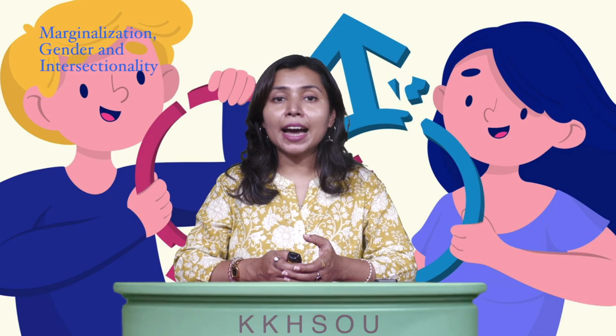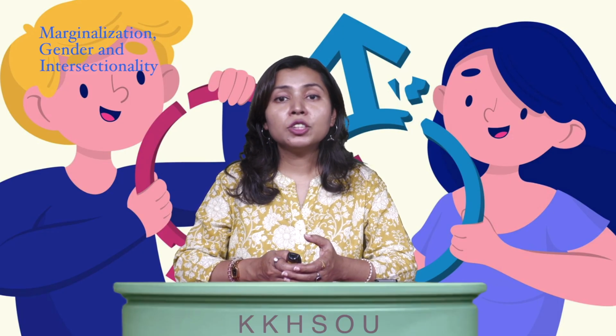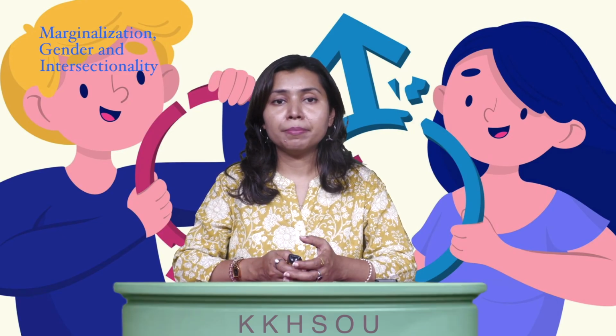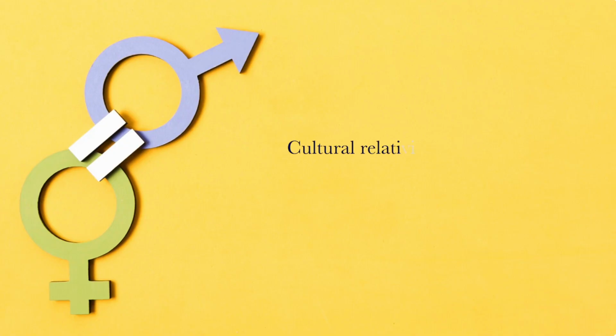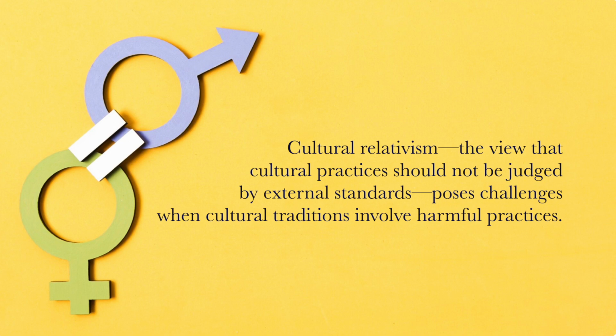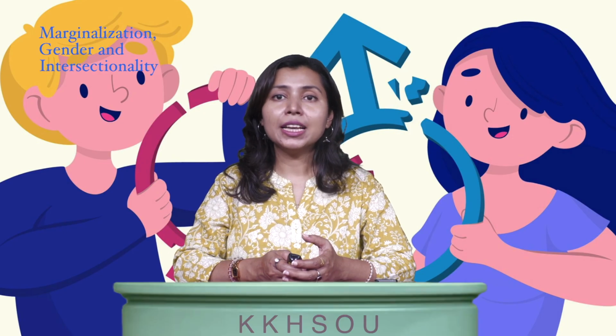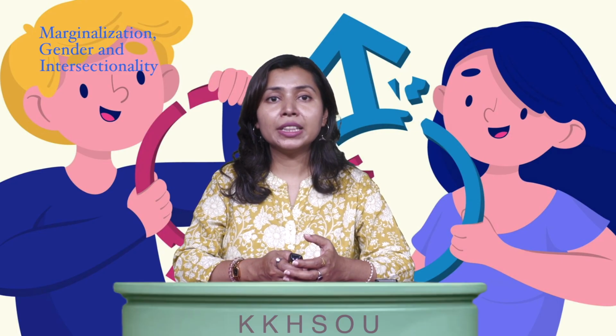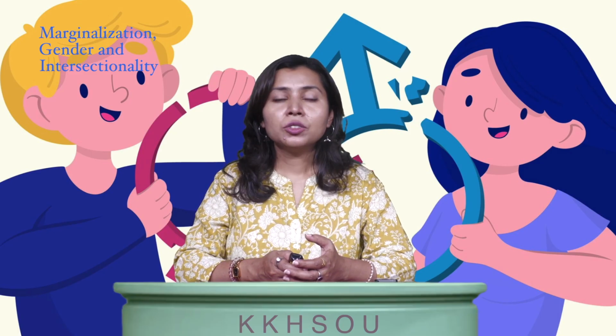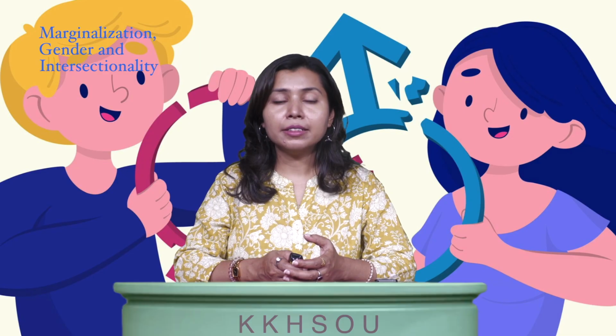So understanding these diverse gender systems is crucial for avoiding cultural imperialism, the imposition of one culture's norms as universal standards. However, cultural relativism, the view that cultural practices should not be judged by external standards, poses challenges when cultural traditions involve harmful practices. Navigating between these positions requires dialogue, respect for local knowledge and agency, and attention to internal debates within communities about their own practices. So, what role does religion play in this entire system?